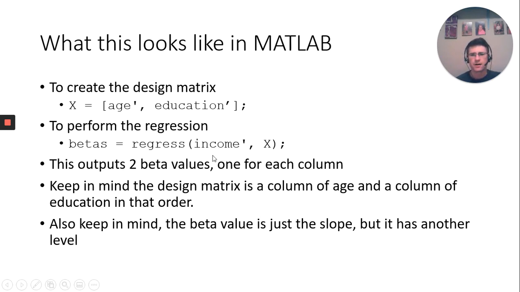So what it spits out is two values, and they're just scalar values. The first value is for the first column, the second value is for the second column. So keep in mind the first column was age, the second column was education. And also keep in mind that beta value is essentially slope. In our case, and especially this case, it is slope. That is what we're looking at. As we get into fNIRS, it's going to get slightly more complicated than that, but in essence, it is just slope.